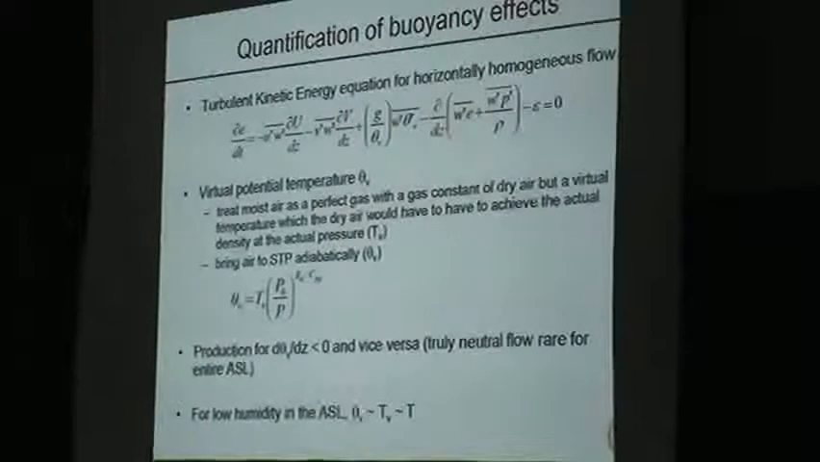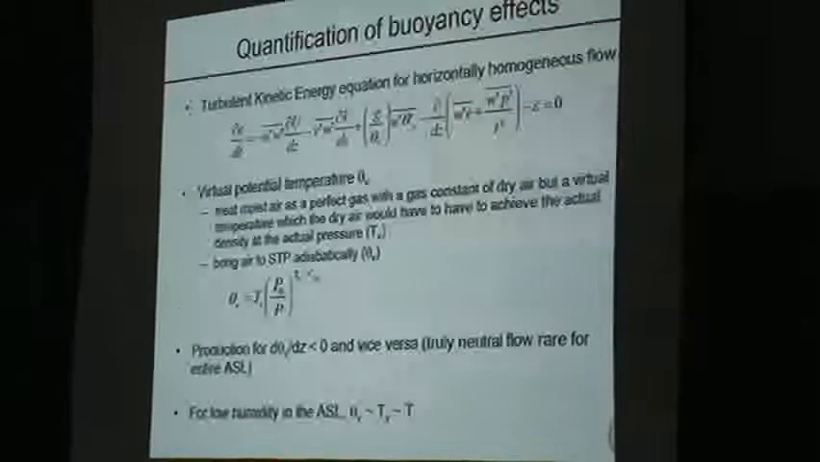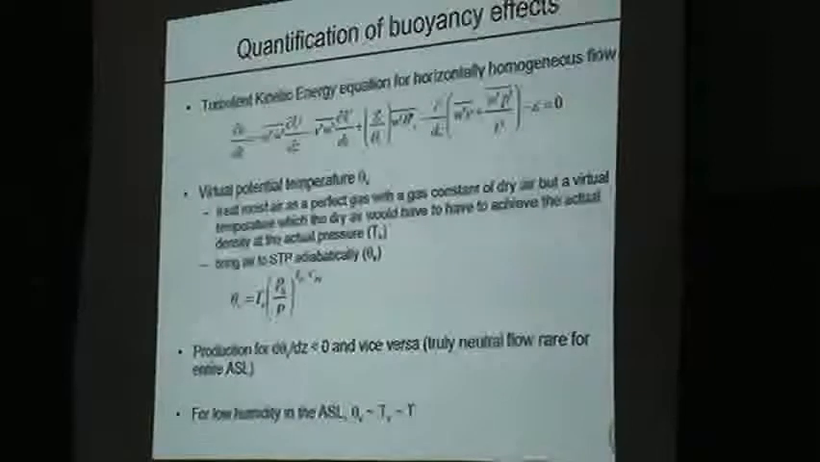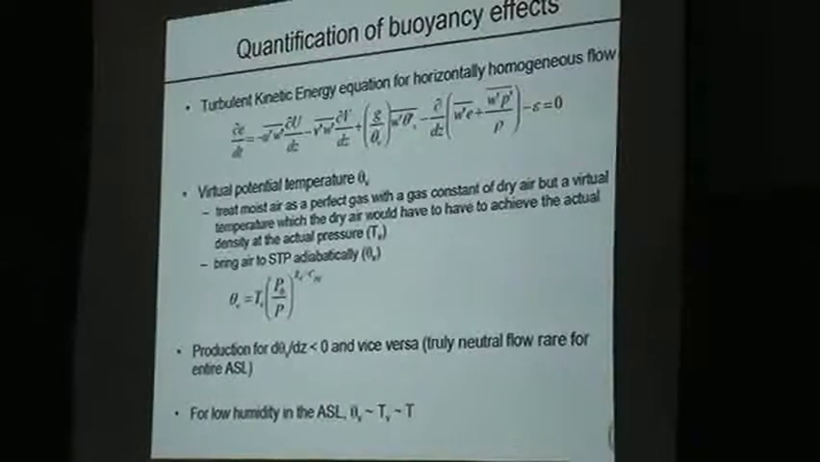If the gradient of theta V in the wall normal direction is less than 0, there's a production of turbulent kinetic energy, and vice versa. The most important point to make here is that it's very rare, or I don't know whether it's entirely possible, to see more than momentarily a truly thermally neutral flow in which the buoyancy effect is not important for the entire surface layer. I'll show you some results showing how the effects of buoyancy vary as you move away from the surface. This is one of the effects that we'll have to consider when we start to interpret some of the results from the surface layer.